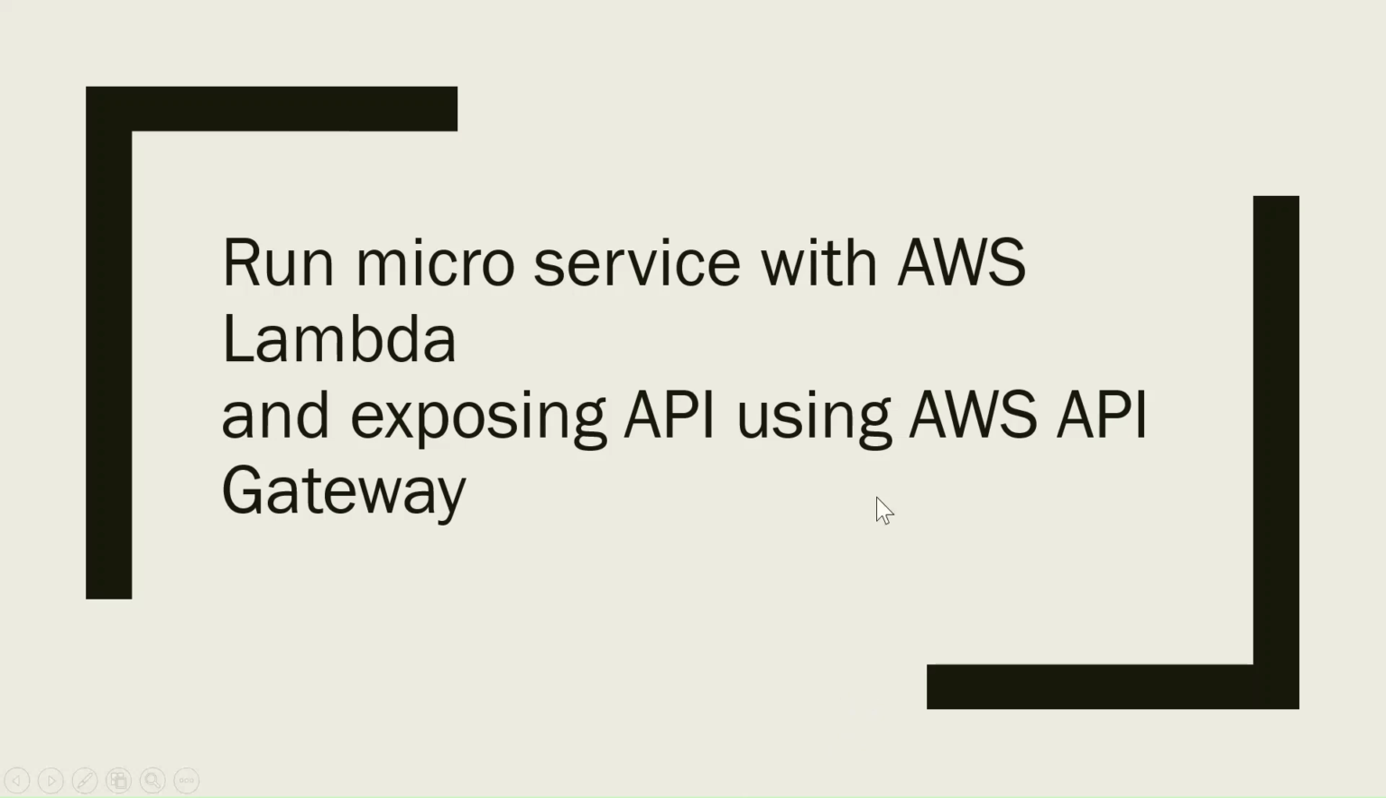Hello everyone. In this video, I'm going to show you how to run a microservice with AWS Lambda and expose the microservice API using AWS API Gateway. So firstly, what is AWS Lambda? AWS Lambda is a service which allows you to run your code without having to worry about managing servers. It's like a function as a service where you write a small piece of code or function and AWS will take care of everything else needed to run it.